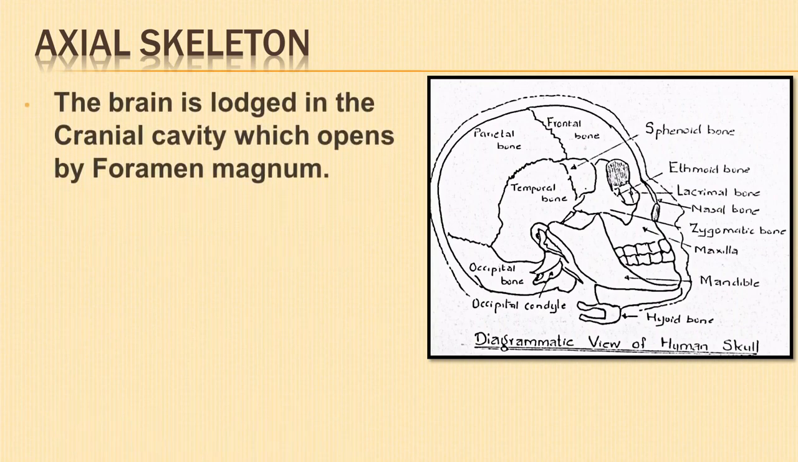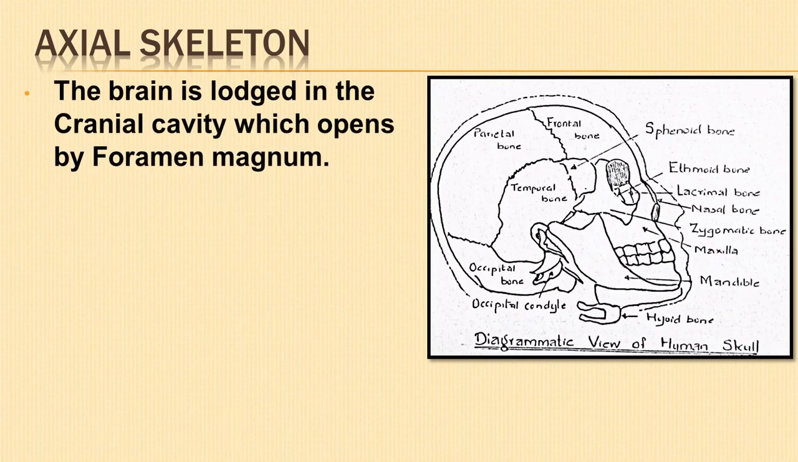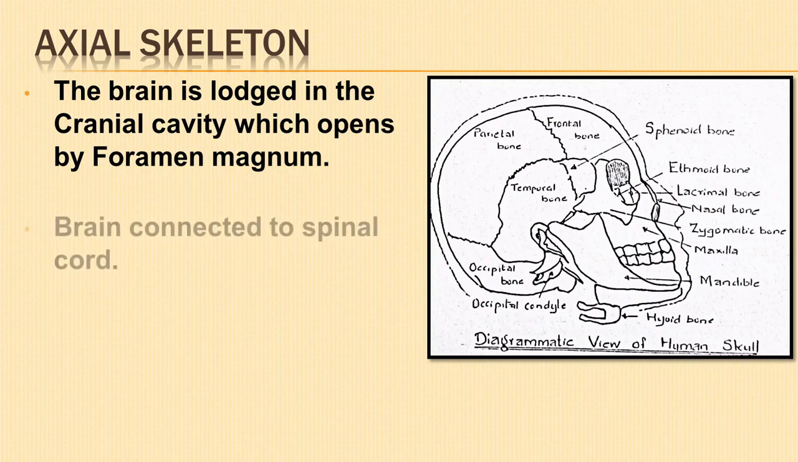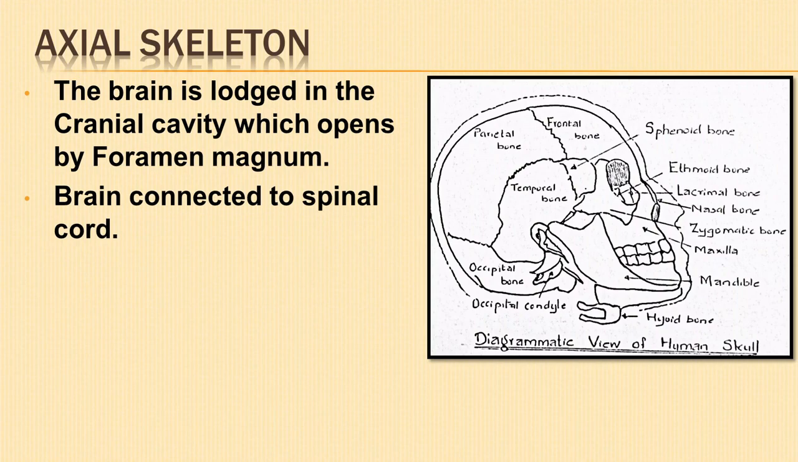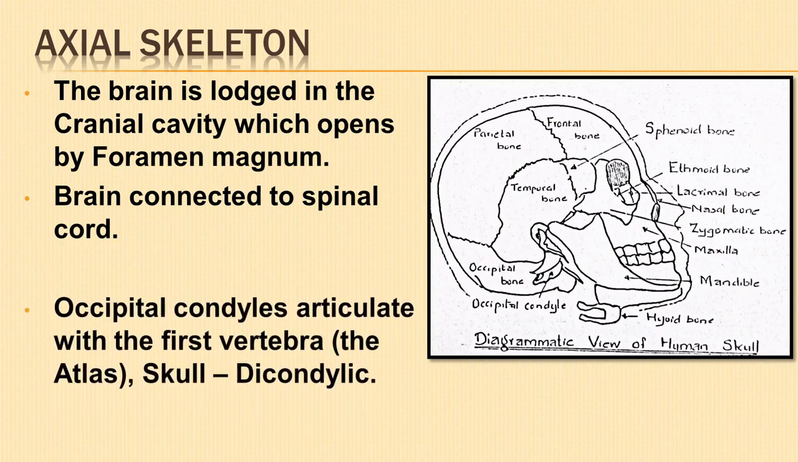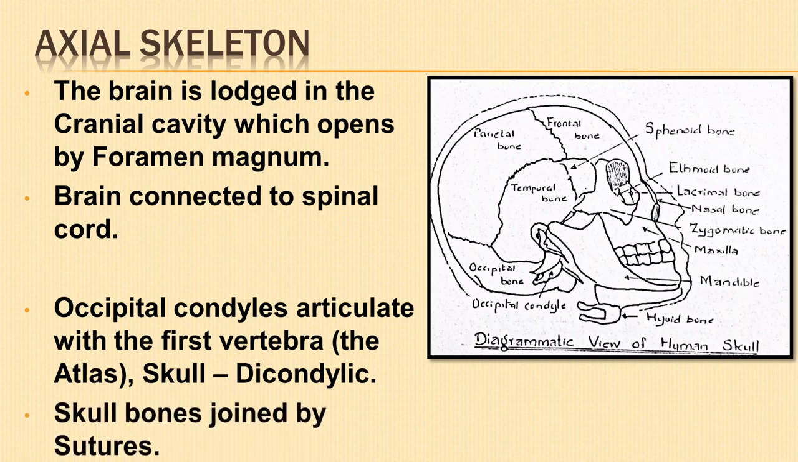The brain is lodged in the cranial cavity, which posteriorly opens by the foramen magnum. The brain is connected to the spinal cord at this foramen. At the posterior end of the cranium, there are 2 rounded protuberances, the occipital condyles, that articulate with the first vertebra, the atlas. Thus, the human skull is dicondylic. Skull bones are joined by immovable fibrous joints called sutures.